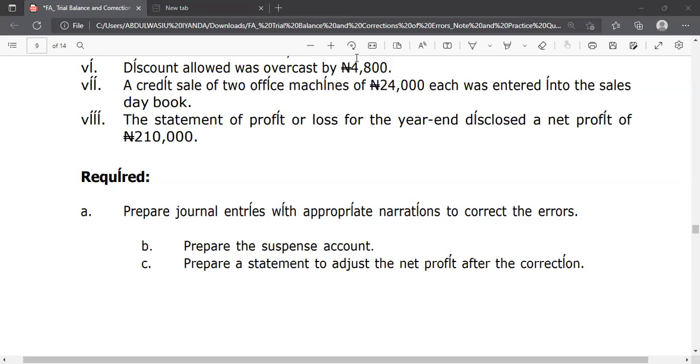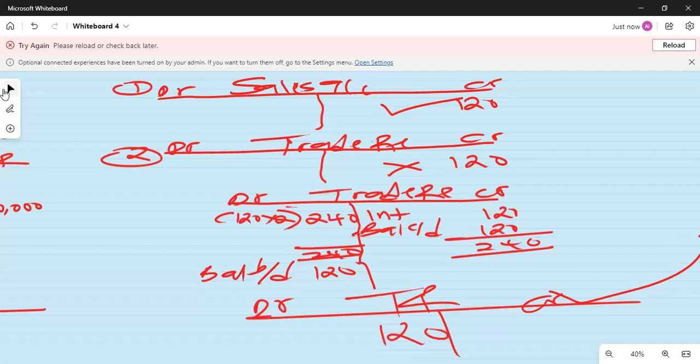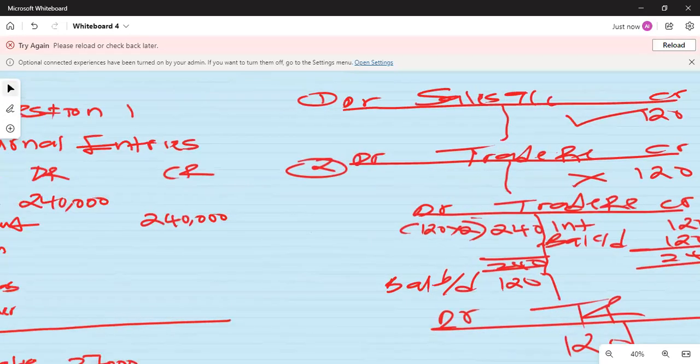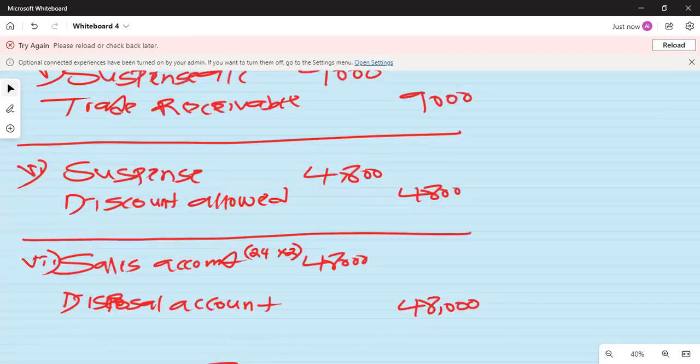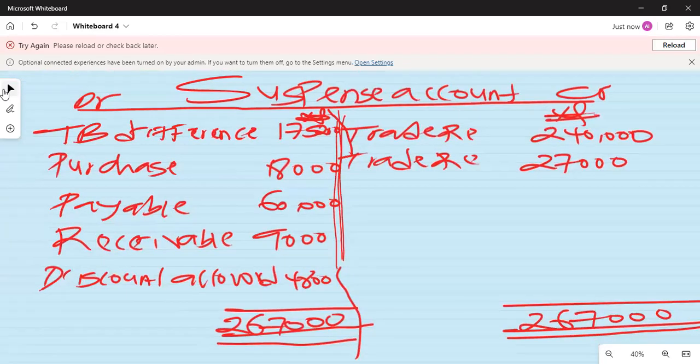The only difference is that in this question that you have now, the difference is already being given to you by the examiner. The other way around, what will make the question different is when the difference is not given to you. And if the difference is not given to you, you have to prepare the initial trial balance so that you're able to get the difference.